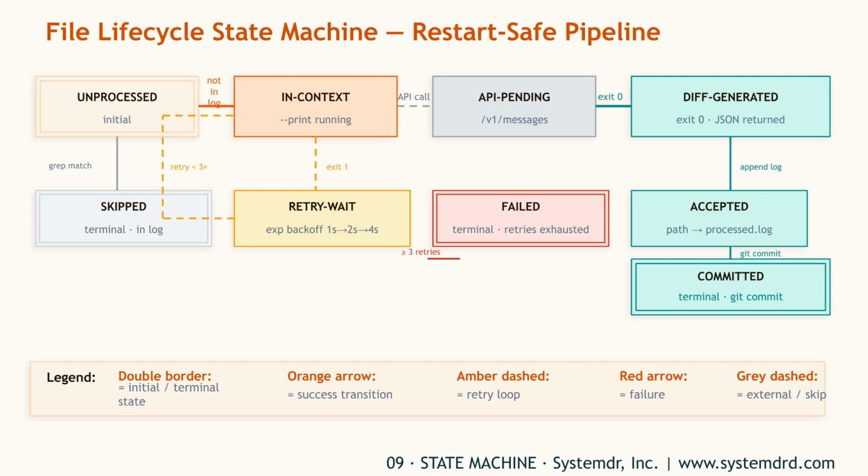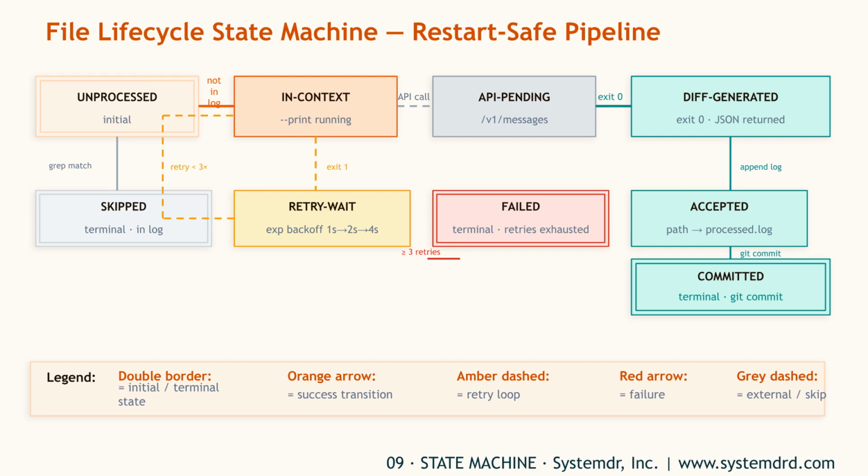Exit 0 brings you to diff generated. The JSON response is in memory. From there, the path gets appended to processed.log, accepted, and git commit brings it to committed, the terminal success state with the double border. Double border means terminal. That work is durable. Branch paths.